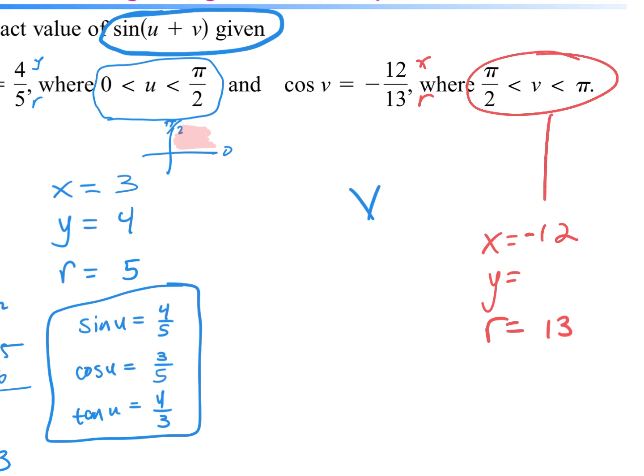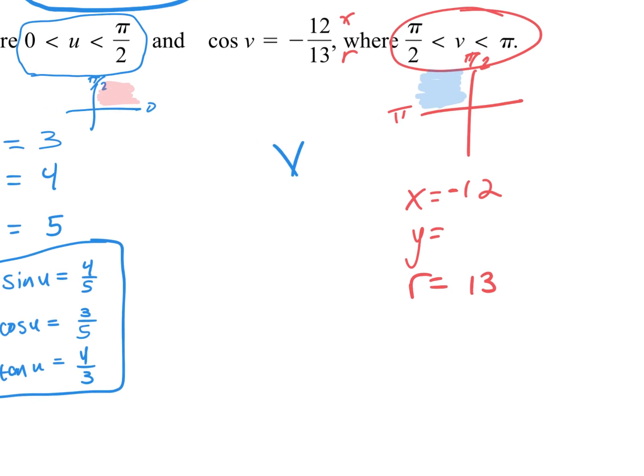They're telling me that this angle is in what quadrant? Where is pi over 2 and pi? What quadrant is this triangle in? It's in the second. So what do we know about the signs of X and Y in the second quadrant? Y is positive, X is negative. Okay, we're good. So now all we have to do is what? The Pythagorean Theorem. We're going to find Y.